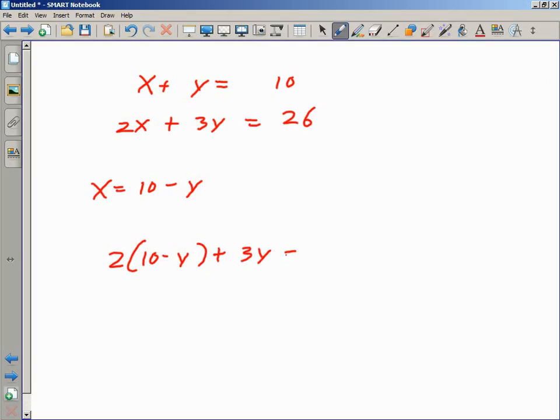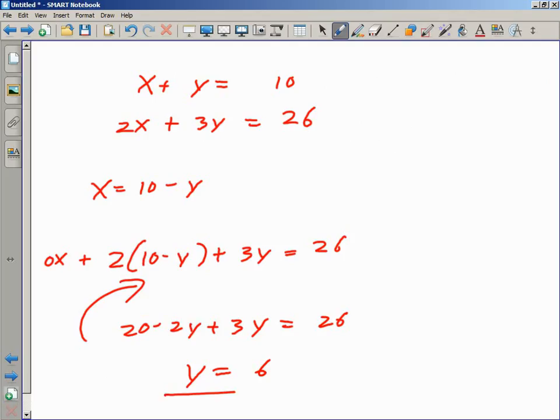Now, what happened to x in here? Poof, he disappeared, right? He's gone. So essentially, he's still in the model, but he's just 0x. Would you agree that that's the same? Now, when I solve this, I get 20 minus 2y plus 3y is equal to 26, so I got y is equal to 6. What's the coefficient in front of y? 1. What if I'd have had something like 2y is equal to 12? What would I have done? Divide it out by 2.